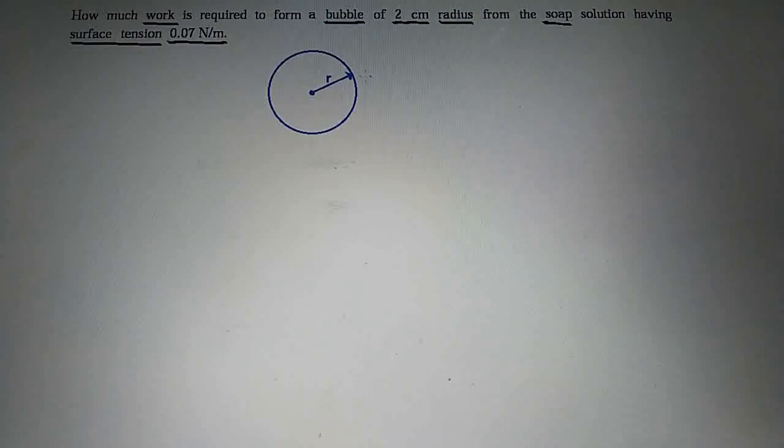See this figure here, this is a soap bubble. This is a soap bubble of radius 2 centimeter. Here small r is the radius of this soap bubble and that radius is 2 centimeter. So what we have to find out? We have to find out the work required to form this soap bubble of 2 centimeter radius. So we will write G1 here.